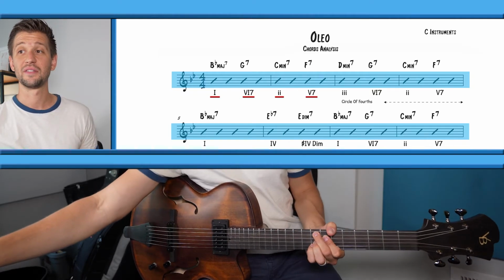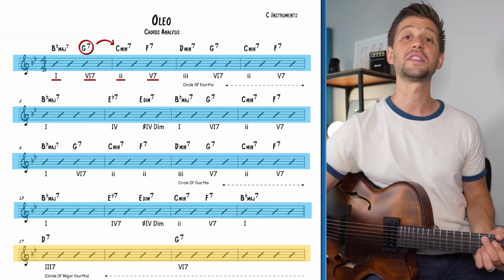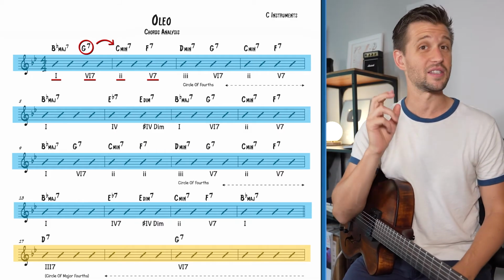So in this case, the G7 is tonicizing the C minor 7, the 5 of 2. And that, my friends, is what a secondary dominant is. Don't worry, let's go over some more levels of secondary dominance and you'll understand this concept even more.